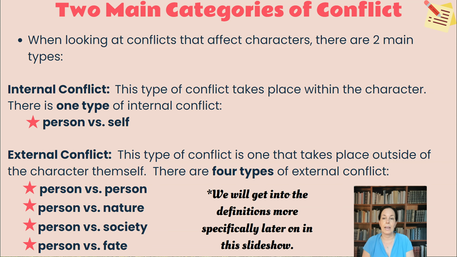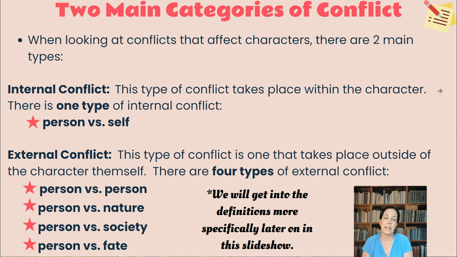There are 2 main categories of conflict, and I'm going to just pause here because the guided notes icon is up. So if you're using them, you want to take your notes now. When looking at conflicts that affect characters, there are 2 main types. One is an internal type of conflict. This conflict takes place within the character. There is one type of internal conflict, and that is person versus self.